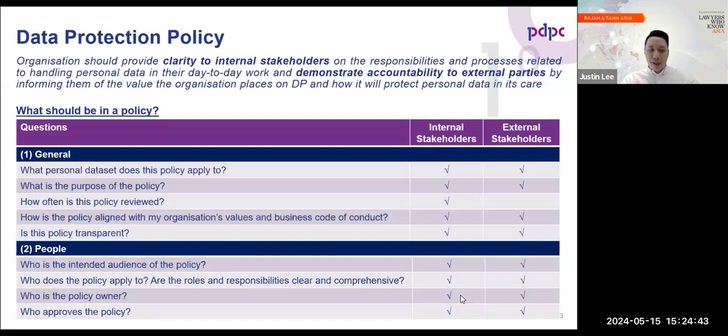Next, the next category is people. So who is the intended audience? Is it for employees? Is it for specific departments like the sales team or the IT team, for example? And when it comes to these people, what are their specific roles and responsibilities? Can they be set out clearly? And as I mentioned, who is the policy owner? Who approves the policy? Normally it's quite common to have version 1, this person is the owner of the policy and it was last updated on this date, something like that.